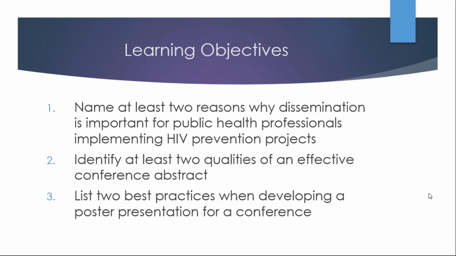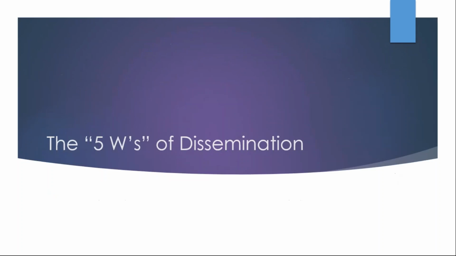Some main learning objectives, just so you have an idea of what you can expect to get out of this webinar by the end. We hope you'll be able to name at least 2 reasons why dissemination is important for public health professionals who are implementing HIV prevention projects in the field, identify at least 2 qualities of an effective conference abstract, and list 2 best practices when developing a poster presentation for a conference or other research presentation. And now I'll turn it over to Julia, who will start with the 5 W's of dissemination.